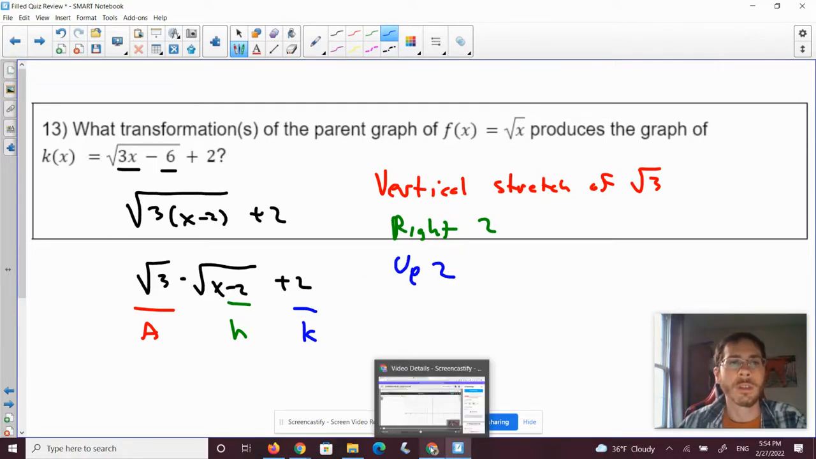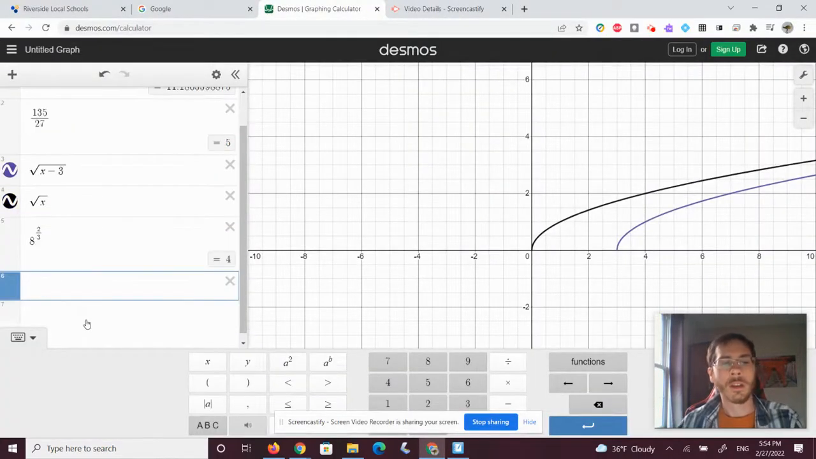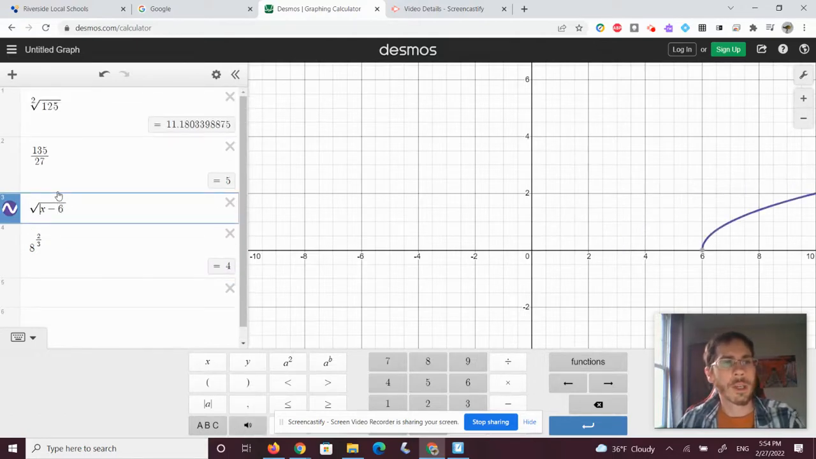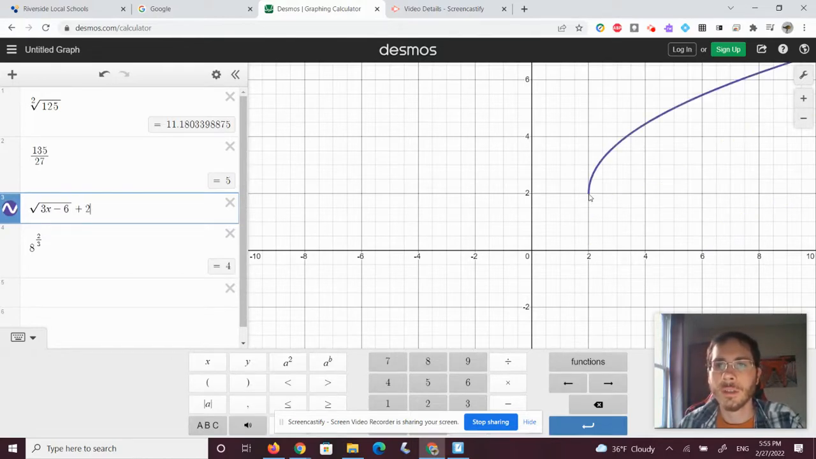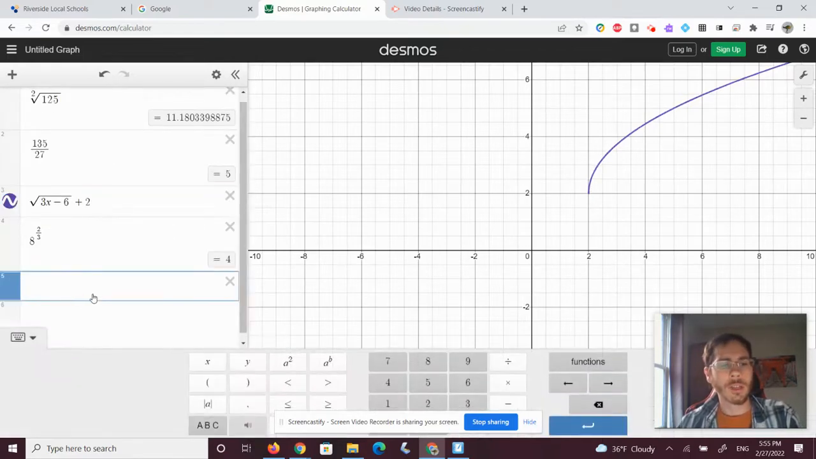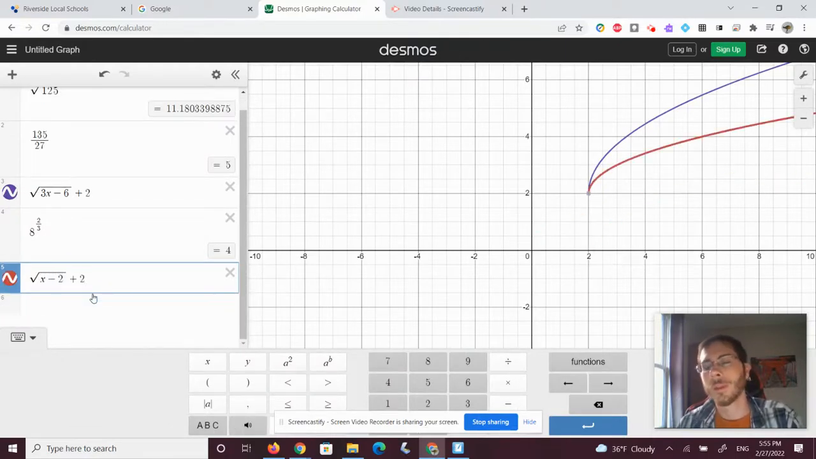So again, if we want to double check that, we can go ahead and just plot that into Desmos. Let's get rid of this one. And so we had 3x minus 6 and then plus 2. So we can see, yeah, we definitely went right 2 and up 2. And so the hard thing is to actually figure out that square root of 3. So it does look like it is a little bit stretched, because again, if I wanted to look at just the square root of x minus 2 plus 2, you can't really tell what the stretch is just by looking at it. It is something that you have to calculate.